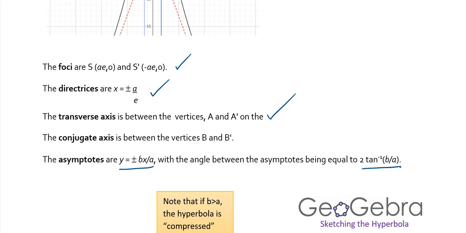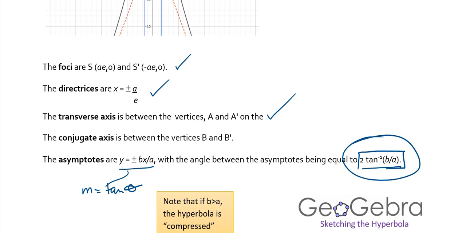Now for the moment, I guess you'll just take my word for that, but where it arises from is the fact that we know that m equals tan theta. So by knowing the equation of the asymptotes, we can get the gradient of each one and tan of the angle that each one makes with the horizontal axis. And then if we use the double angle properties of tan, we can get this relationship. But it's probably something that you would just commit to memory.